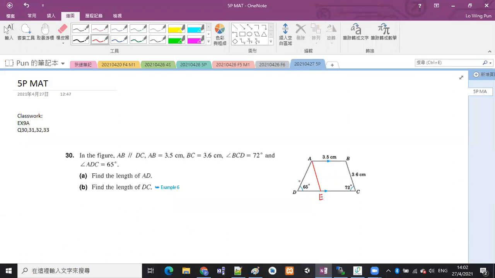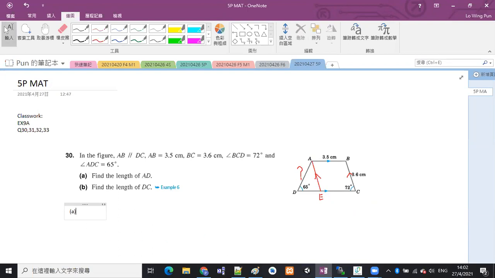Okay, and the question asks us to find the length of AD. So AD belongs to triangle ADE, right? Okay, and what information do we have in triangle ADE? Angle D is 65 degrees, and actually we can know that one thing is AE is parallel to BC. Okay, so ABCE is a parallelogram, which means that the opposite sides AE and BC should be equal to each other. Okay, and so this one should be equal to 3.6 cm, right?